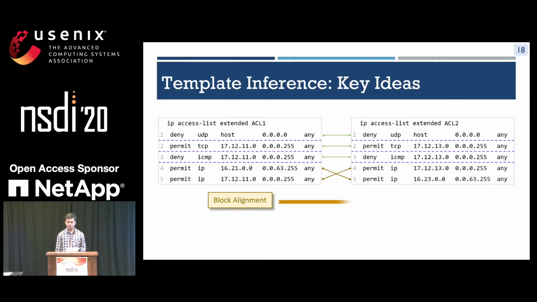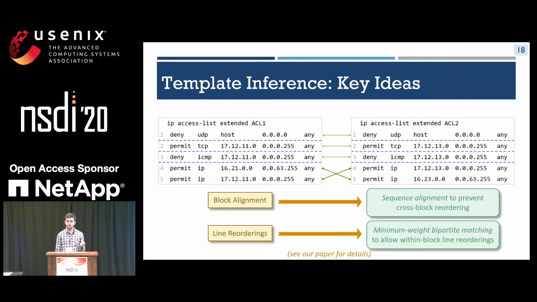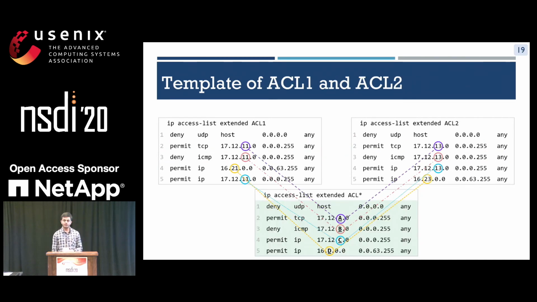To align the blocks, we use sequence alignment to prevent cross-block reorderings. And to match lines to allow reorderings, we use minimum weight bipartite matching to allow within-block reorderings. Due to the interplay between these 2 matchings, we can allow certain reorderings and prefer some matchings over the others. I will not go into the details. Please see the paper for more details. So using this novel 2-level approach, we match configs with one another and generate the template. The final template for these 2 configs looks like this, where we allow the reordering and abstract the concrete values where they differ by using parameters.